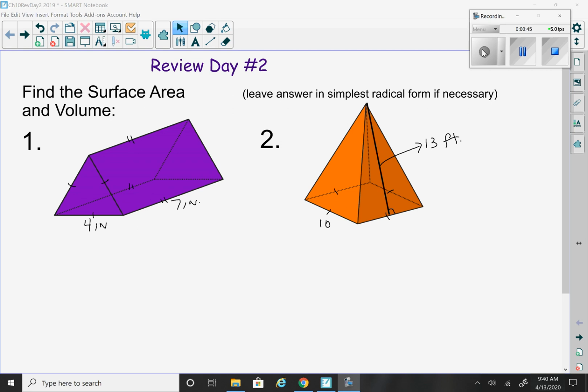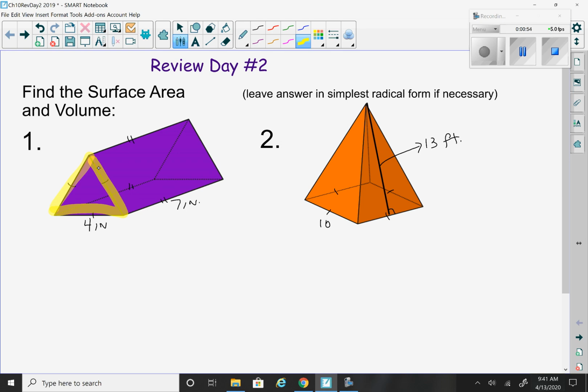The one on the left clearly is a triangular prism. Realize that this triangle is equilateral. So when you're trying to find the height of that triangle, you're aware that this is a special right triangle, 30, 60, 90. That should help you find the height of that triangle, which you're going to use in both volume and surface area. Number 2 next door is a square pyramid.